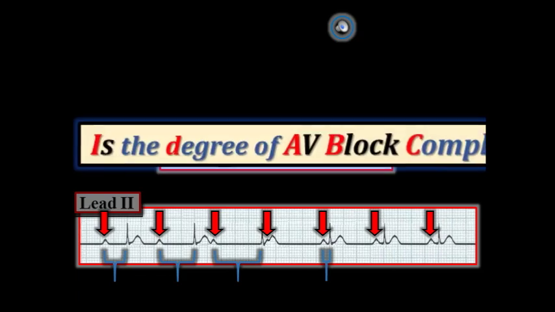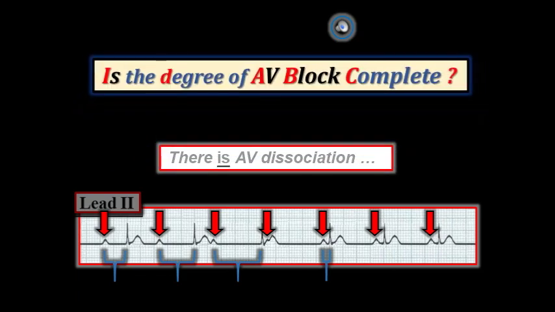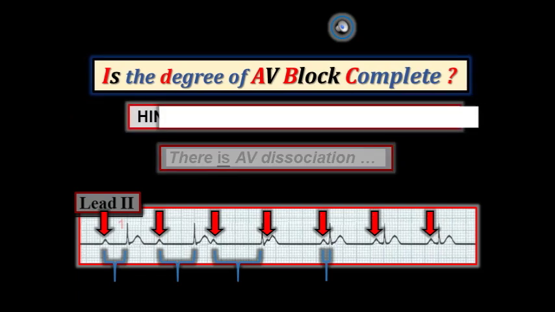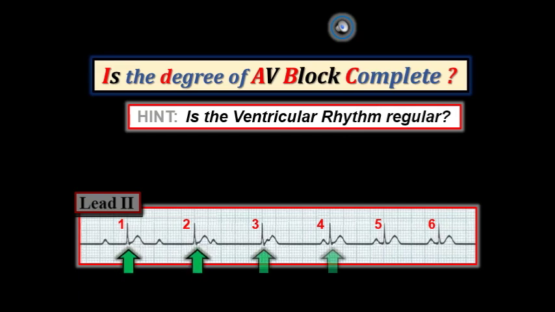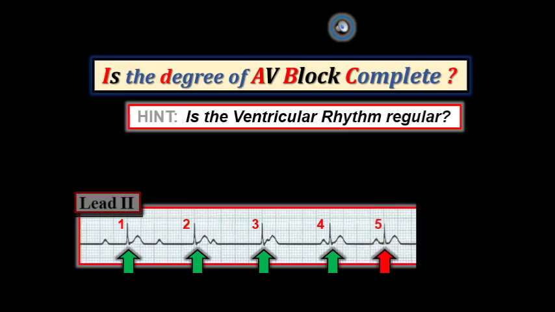But is the degree of AV block complete? Hint: is the ventricular rhythm regular? It looks to be regular, at least for the first 4 beats, green arrows, but then what happens? Beat number 5 occurs early. This is where we would expect beat 5 to occur, but instead it comes early.